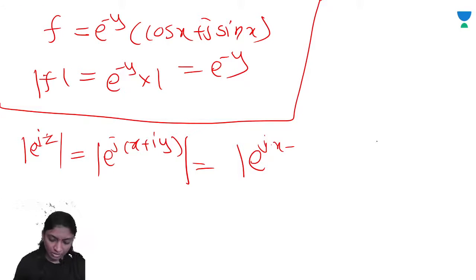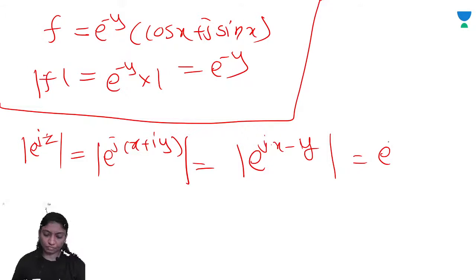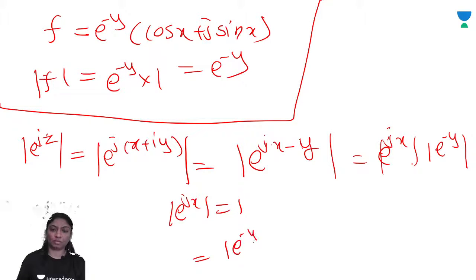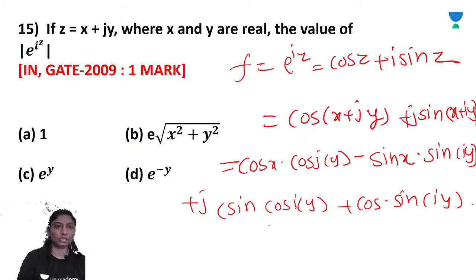So e raised to ix into e raised to minus y. So mod of e raised to ix into mod of e raised to minus y. So mod of e raised to ix is equal to 1, where x is real, and 1 into mod of e raised to minus y. So you will get e raised to minus y. Right? The correct option is D.